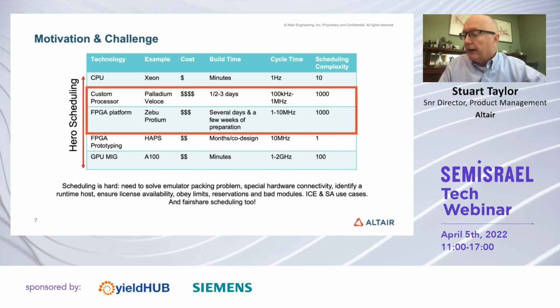Now let's look at the big emulation players, Palladium, Zebu, and Veloce. The frequency of those is dramatically higher than even the parallel version of our CPU simulation, but so is the cost. A single emulator may run several $1 million, and that doesn't include the dedicated team to support the special workflows it requires.